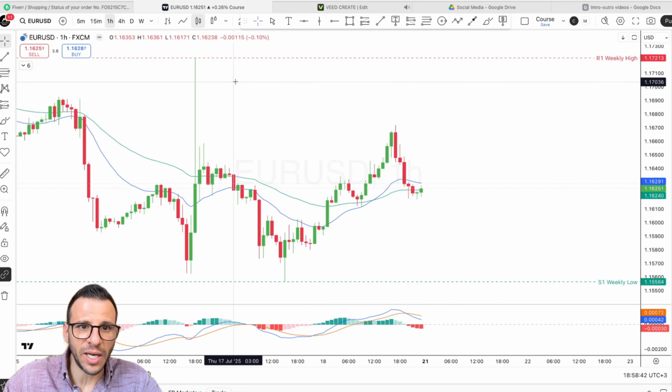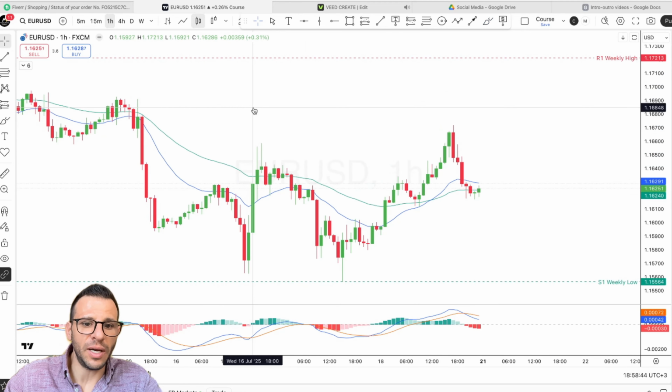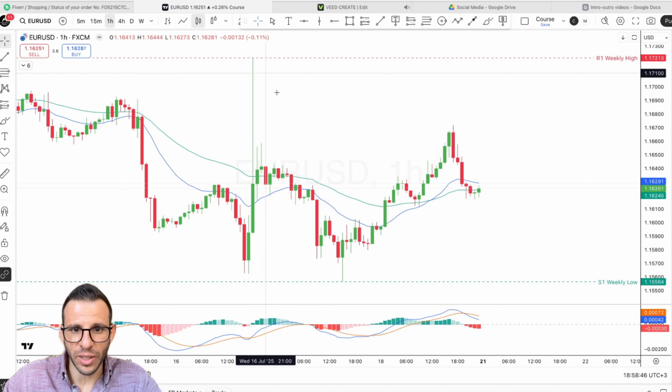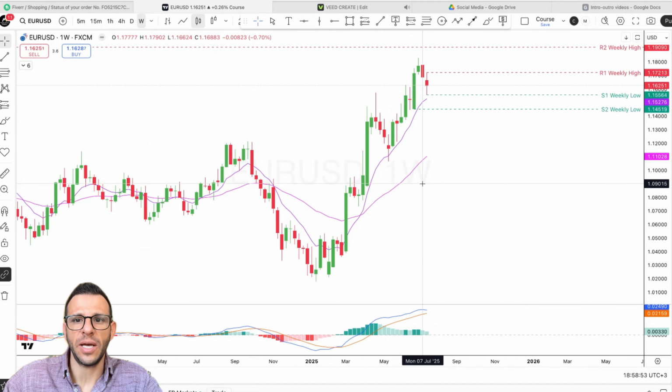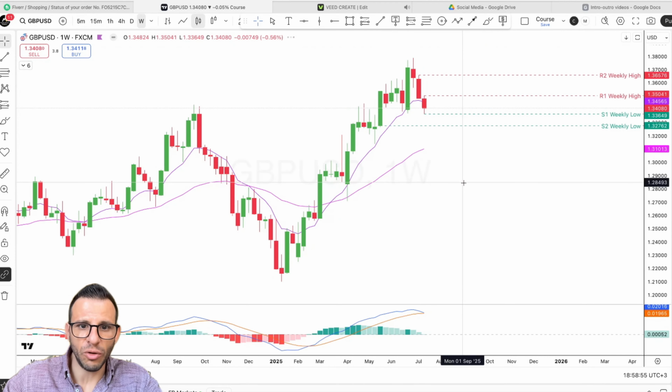But technically speaking, regardless of whether you see it in terms of news or not, this high the market created is the last price the market accepted as the highest, and we have to credit that to the euro US dollar.